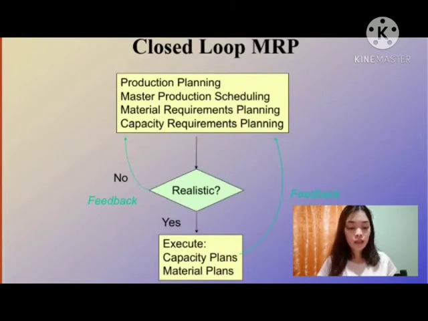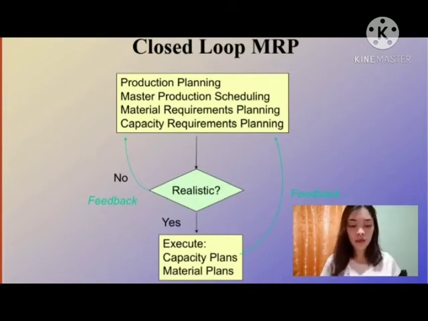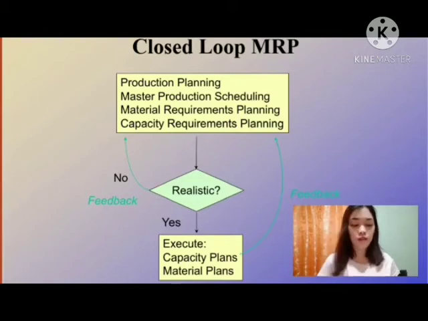And after doing this, the next step is to ask if it's realistic or not. If it's not realistic, it is needed to go back to the planning. That's why there is an arrow to go back in planning. And then, if it's realistic, it can be executed, just like in the box on the bottom. Execute capacity plans and material plans. And, of course, the main feature of a closed loop system is the feedback. So, the feedbacks are used to know how the system performs and what is needed to improve or change.